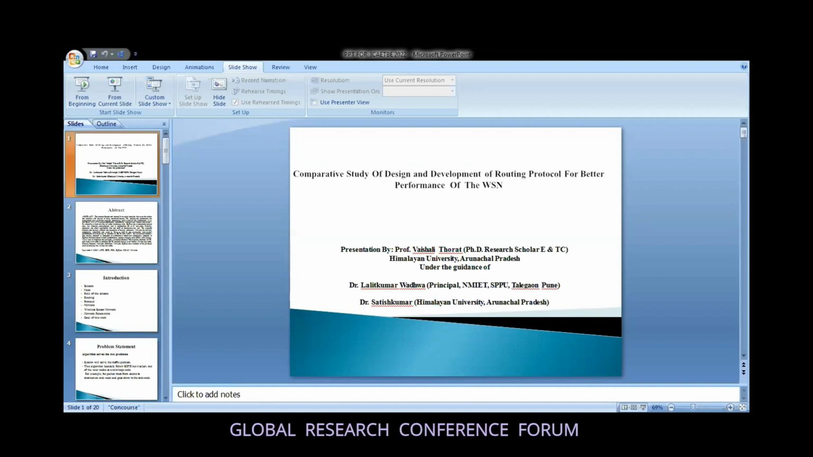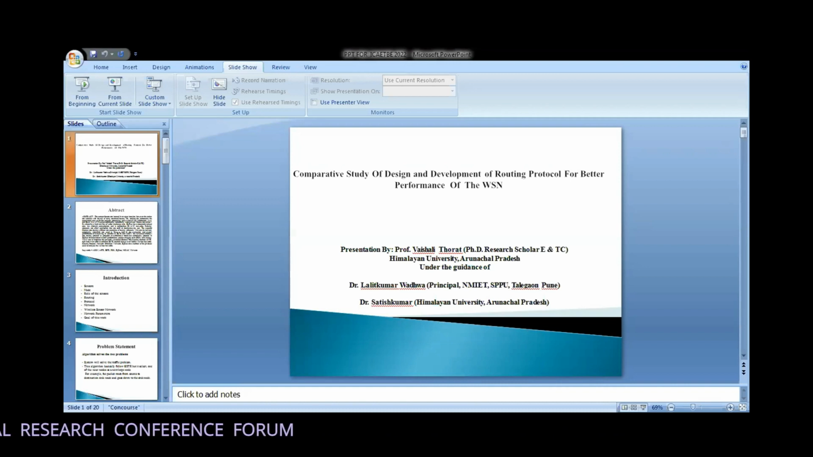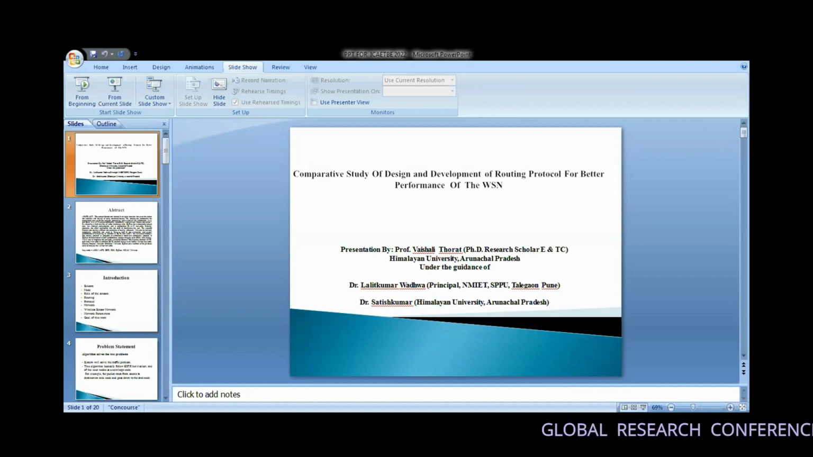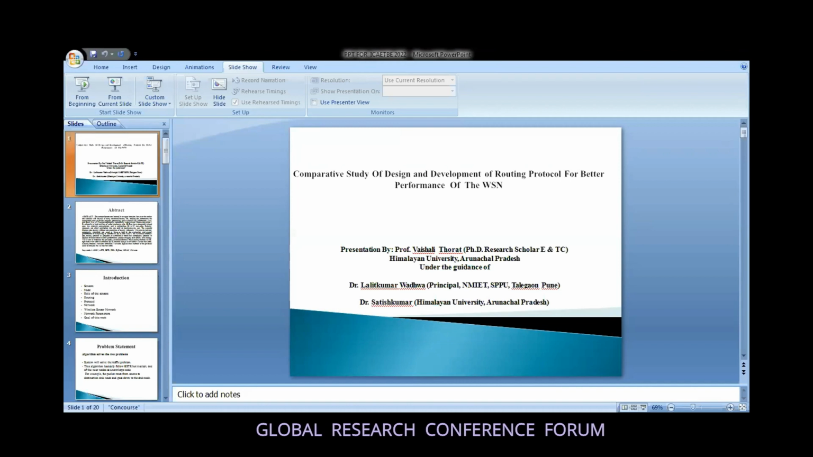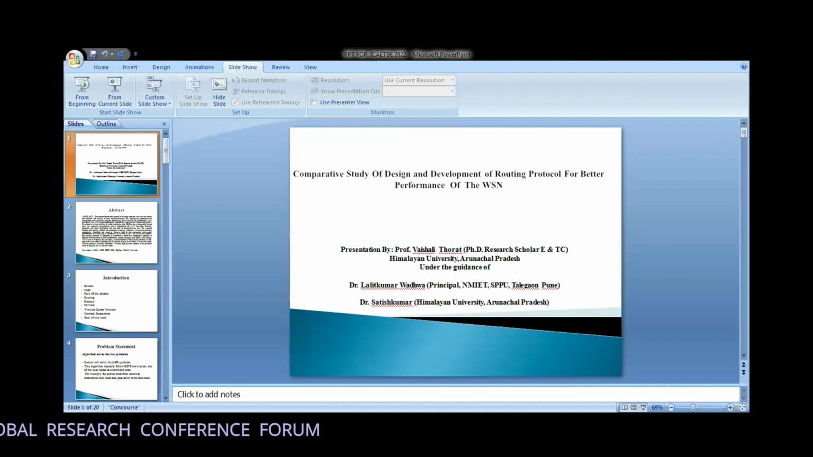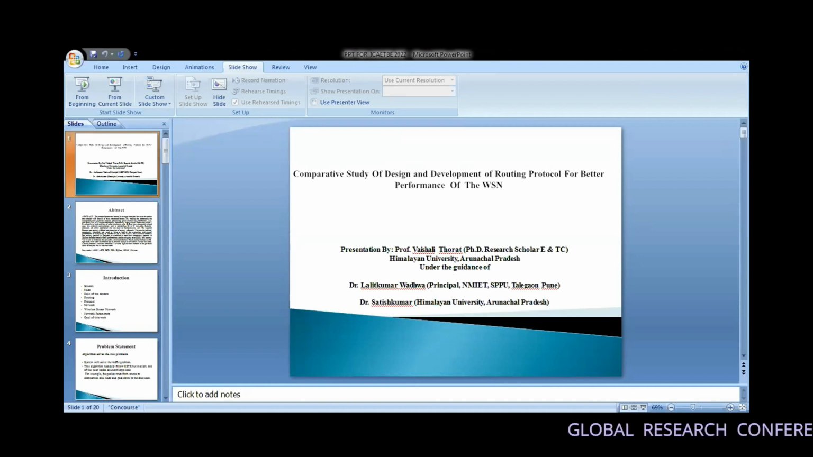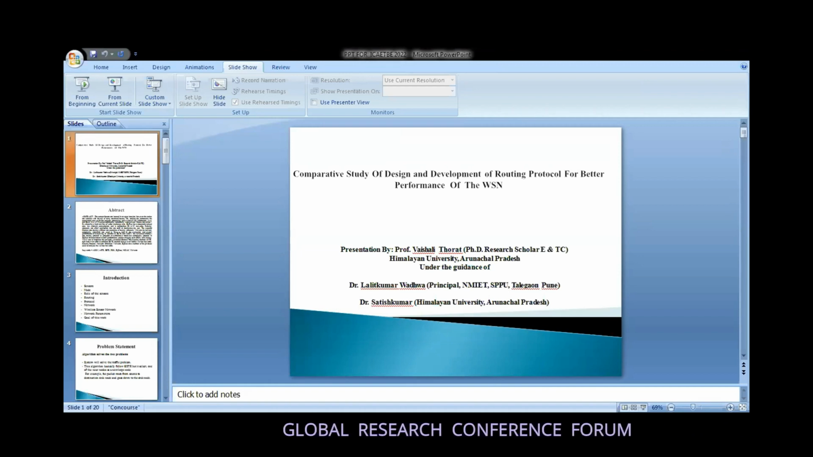Now, what are wireless sensor networks? Wireless sensor networks are again networks, n number of networks, or we can say a bunch of networks. They can be accessed or controlled remotely, and hence the name wireless sensor networks, right?